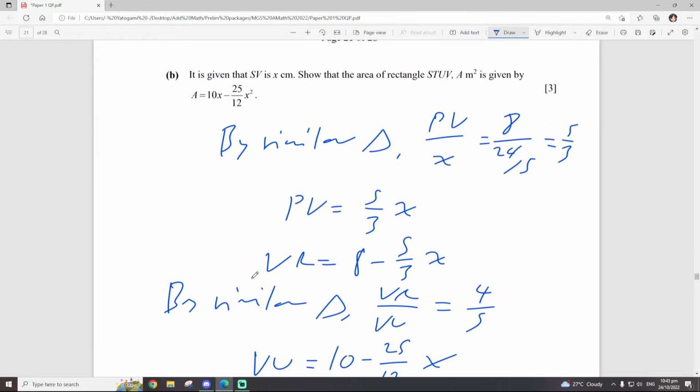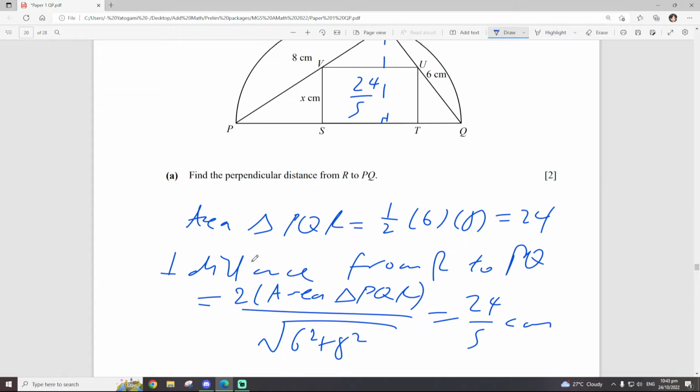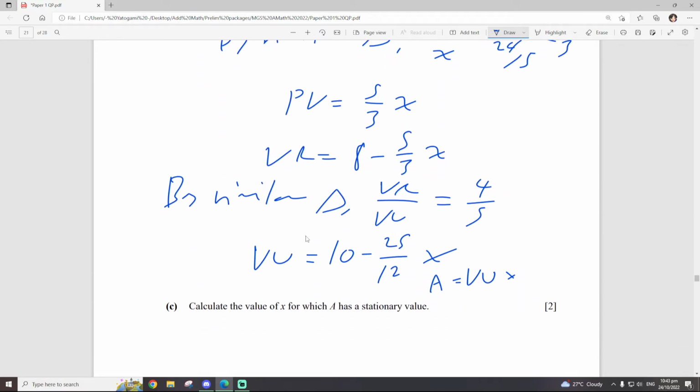Okay, nice. Okay, A equals to VU, never mind. I'm not consistent with using the magnitude of VU anyway. And I don't think the Cambridge notation requires us to write it that way. VU times VS, okay? Then you just multiply by x. There might be a shorter way to do it that I'm not seeing, but it's okay.